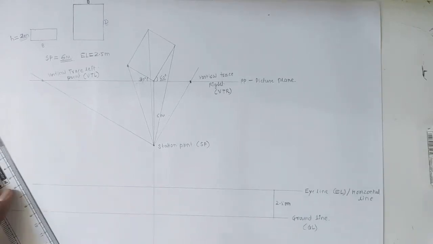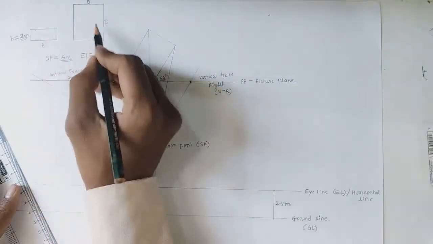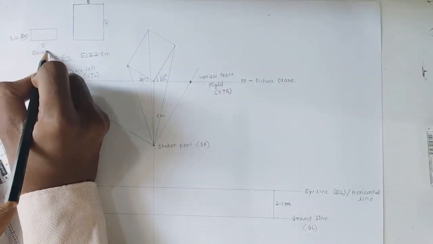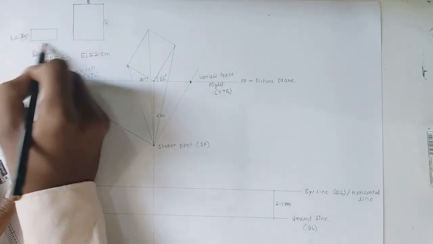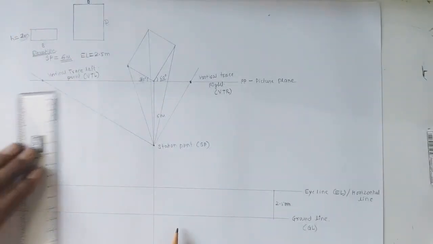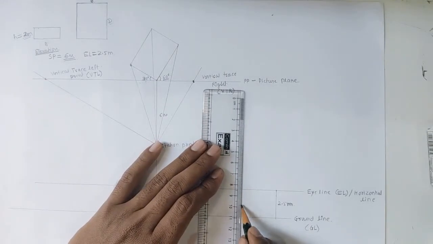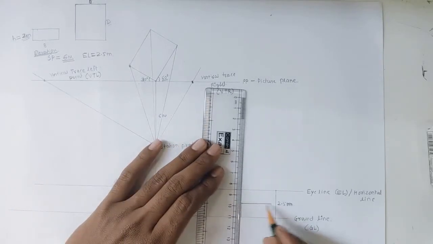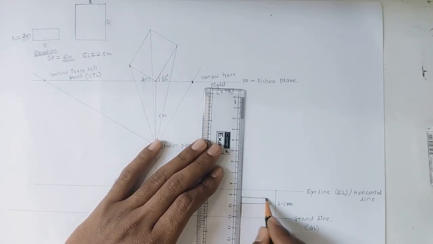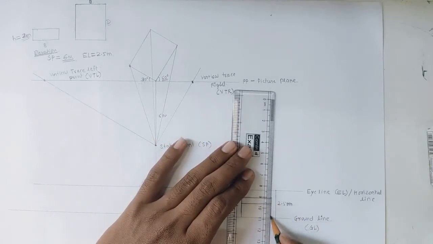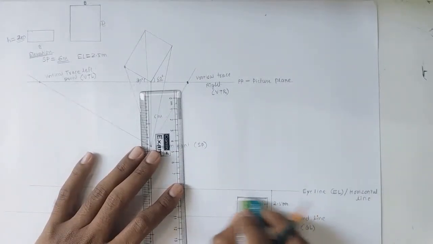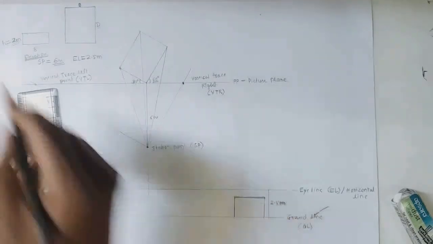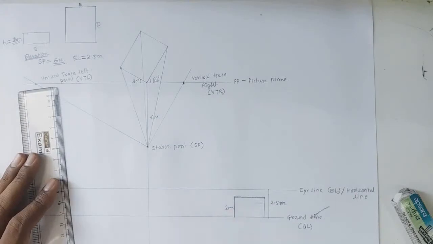Clear? Now this is the given problem, this is the plan, and this is the elevation. So draw this object over the ground line. I will draw it here like this. The height of the object is given in the problem as 2 meter. So this is 2 meter.